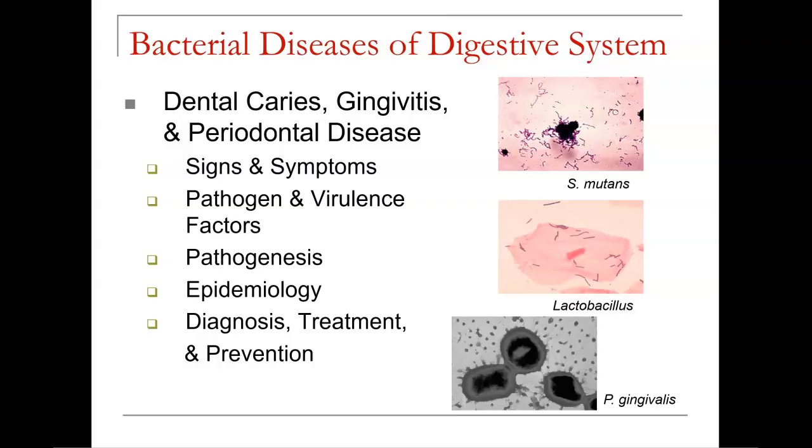For the pathogens and virulence factors, caries is usually caused by Streptococcus mutans, and periodontal disease is caused by Porphyromonas gingivalis. With caries, the virulence factor is dextran and pili, which allow a biofilm to form around the teeth and start to eat away at the teeth. In periodontal disease, the virulence factor is a protease, a type of enzyme that will start to eat away.